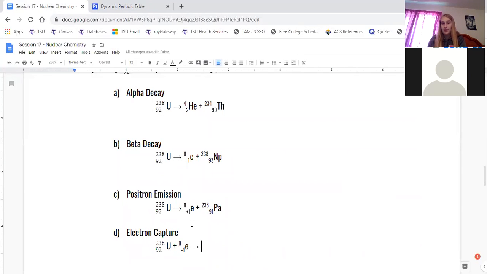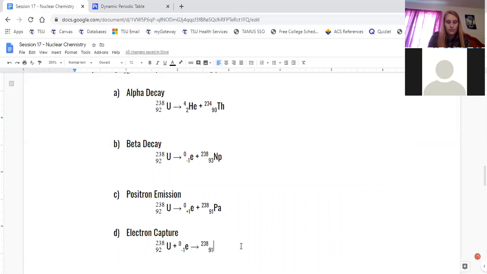Would you add? Yes, you're going to add them together because you need whatever's over here to equal what's over here. So perfect. 238 over 93. Not quite. You're almost right. You're 238's right. Look at the bottom again. Over 91. Perfect. And so same element as last time. So we have the 91 here and here.